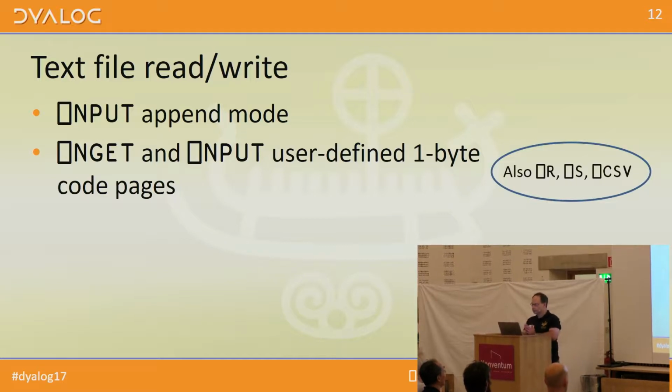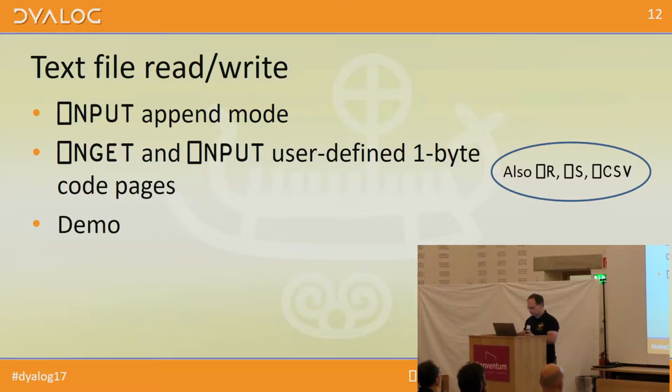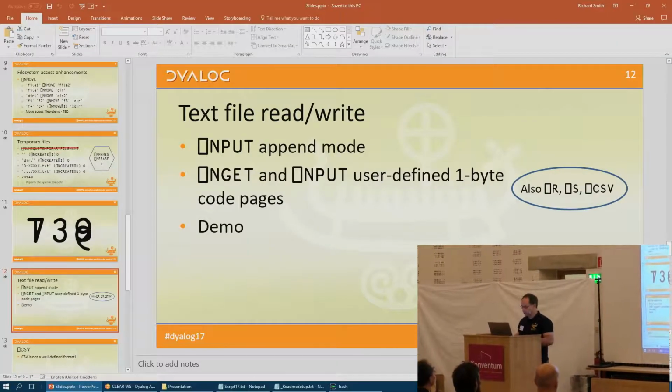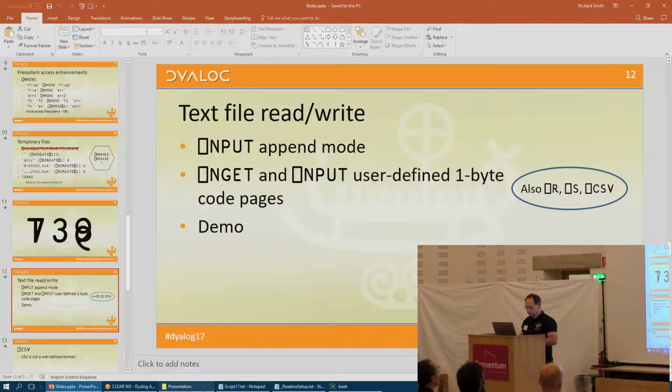And then n-get input user-defined 1-byte code pages. So there's millions of extended ASCII code pages. We only support one, Windows 1252. Let me demonstrate what I'm proposing. Again, I can demonstrate because I've been playing and have something working.